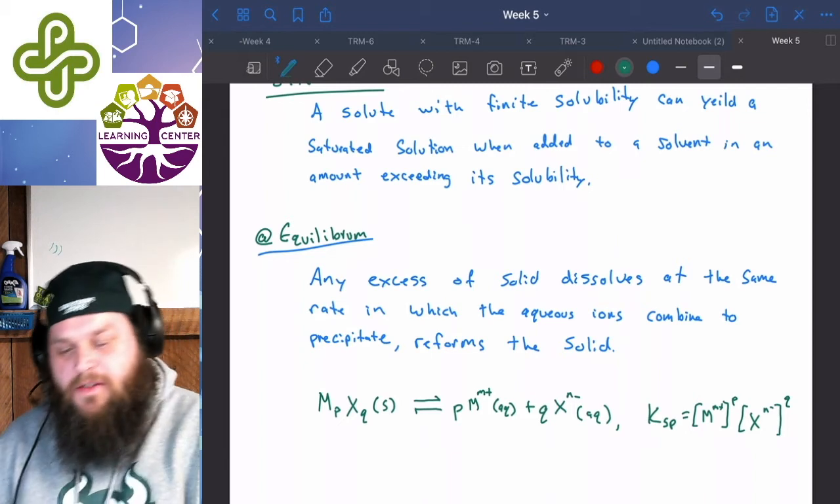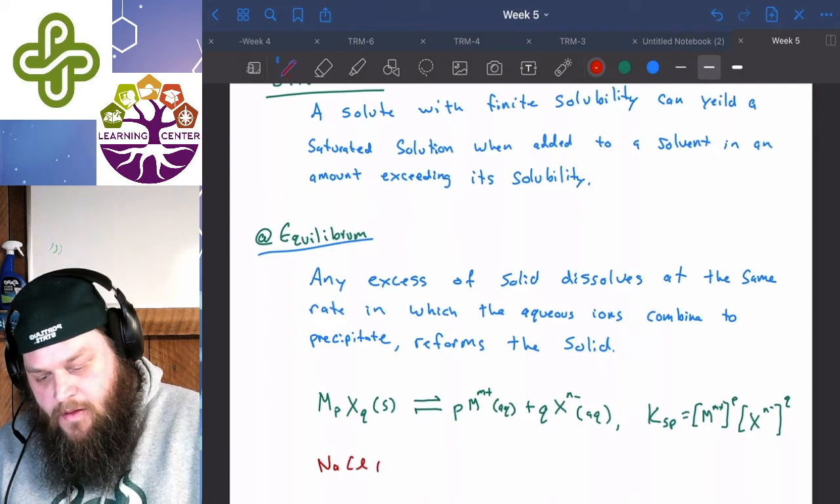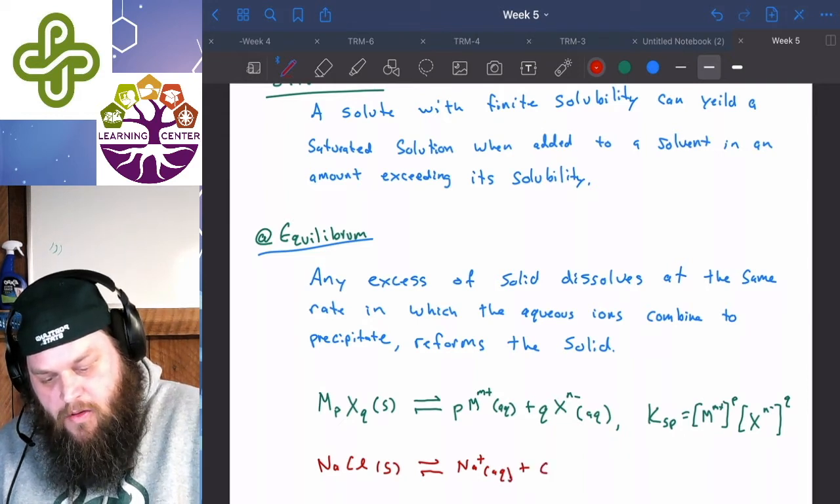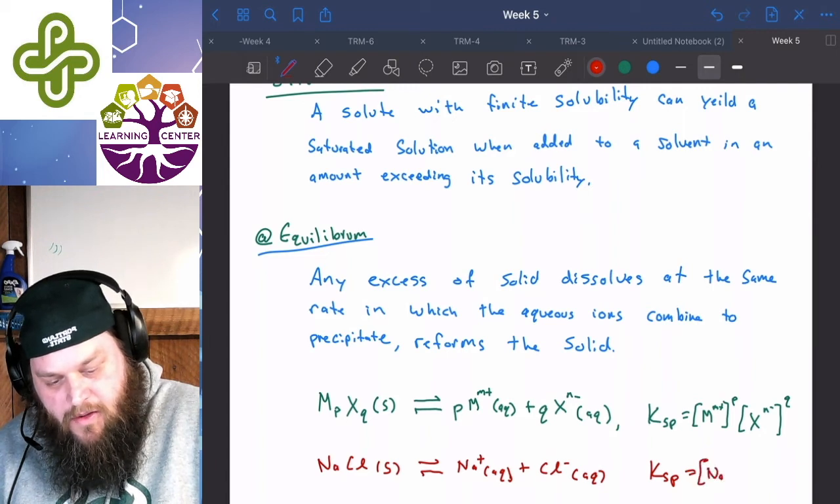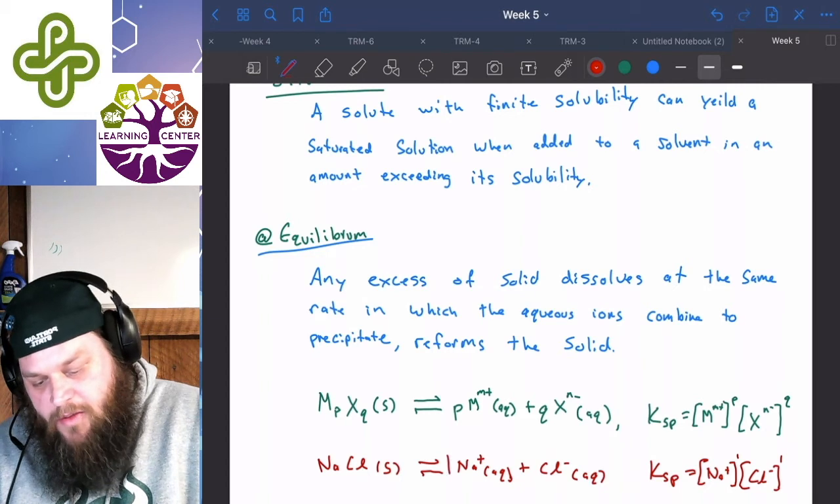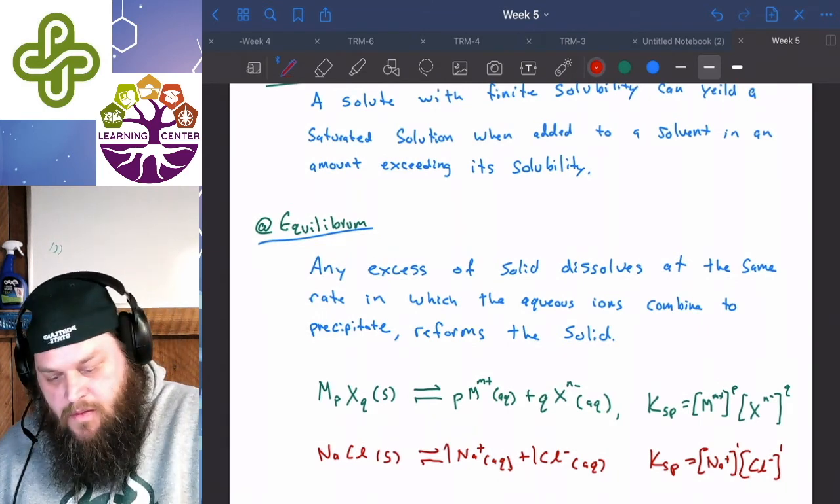So if I were to just throw an example out, we could say if this was, say, sodium chloride as a solid, it would be in equilibrium with sodium ions in their aqueous state plus chloride ions in their aqueous state, and the KSP of that is going to equal the concentration of sodium times the concentration of chloride. And these are both going to be to the first power because the stoichiometric coefficients there are going to be 1 and 1 for sodium and chloride. So these are ones.